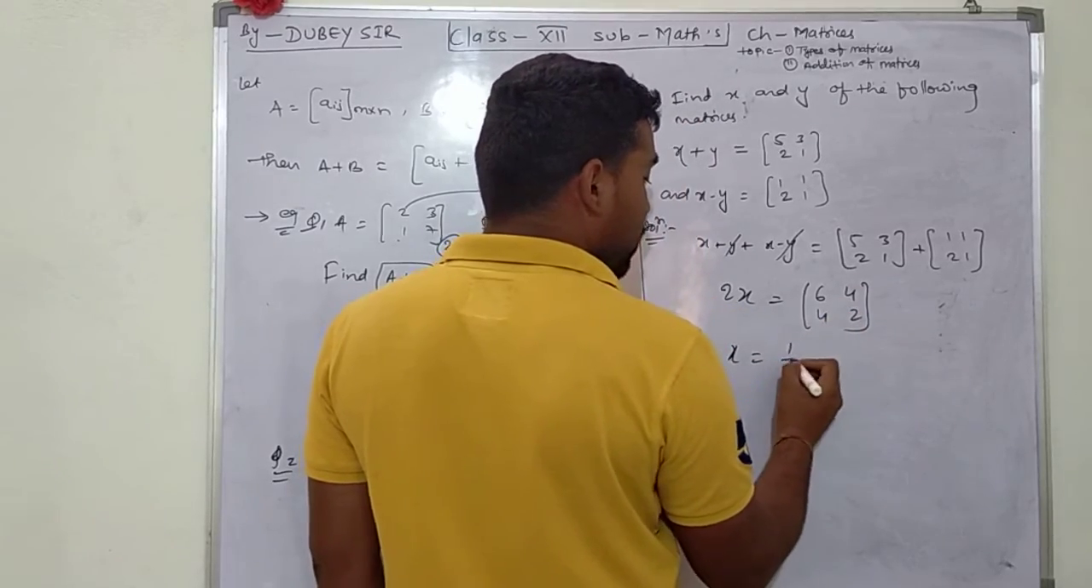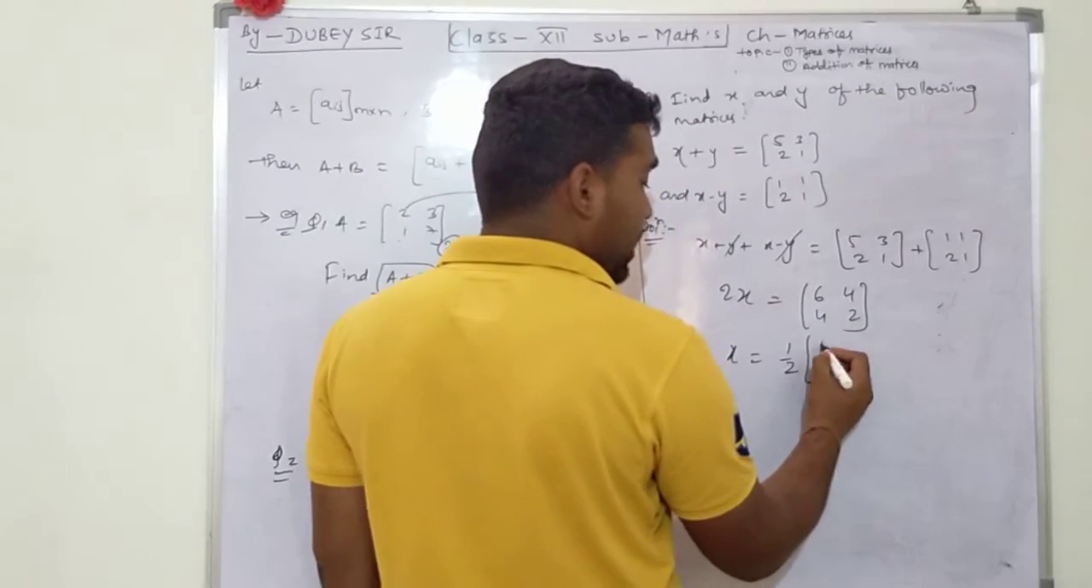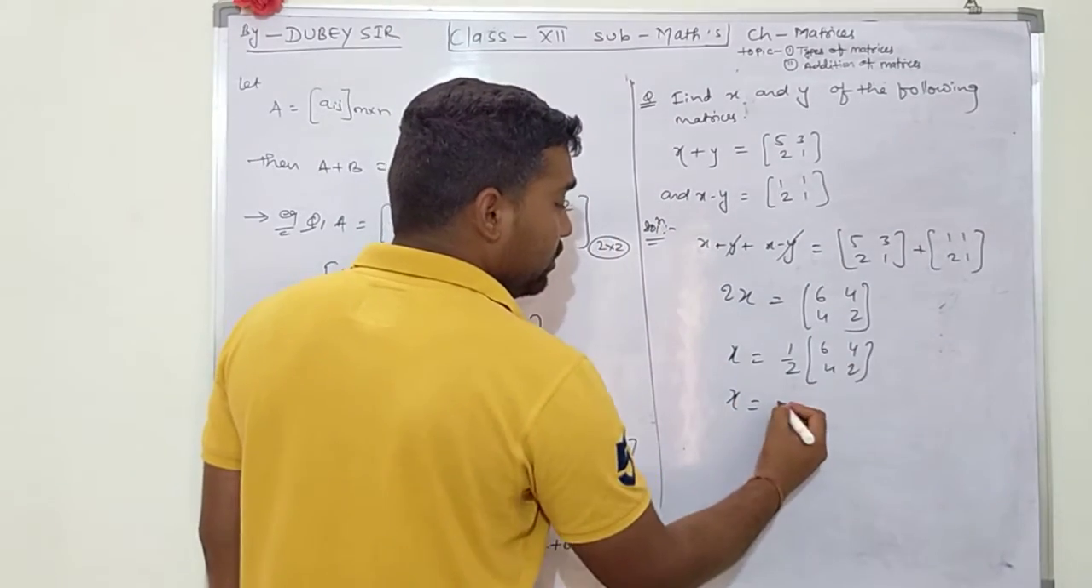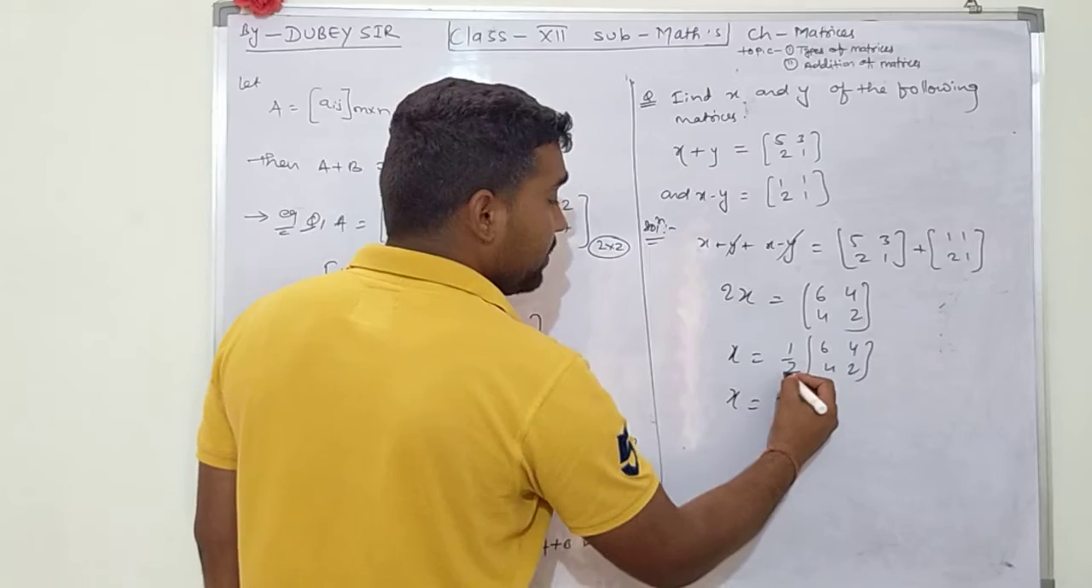Then x equals 1 by 2 of [6, 4; 4, 2]. On dividing we get x equals [3, 2; 2, 1].